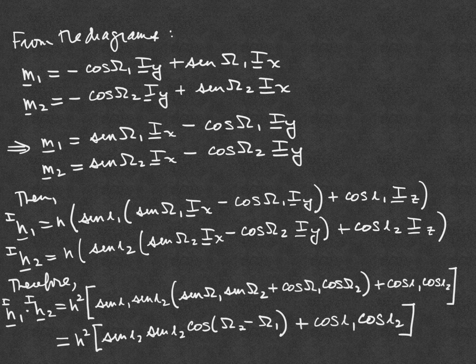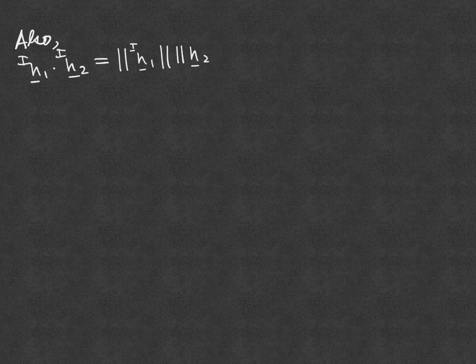But we can also come up with a second expression for h1I dotted with h2I. So also, h1I dotted with h2I is equal to the magnitude of h1I times the magnitude of h2I times the cosine of the angle between the two vectors, which is theta. But because h1I in magnitude is equal to h2I in magnitude, that's equal to h squared times the cosine of theta.